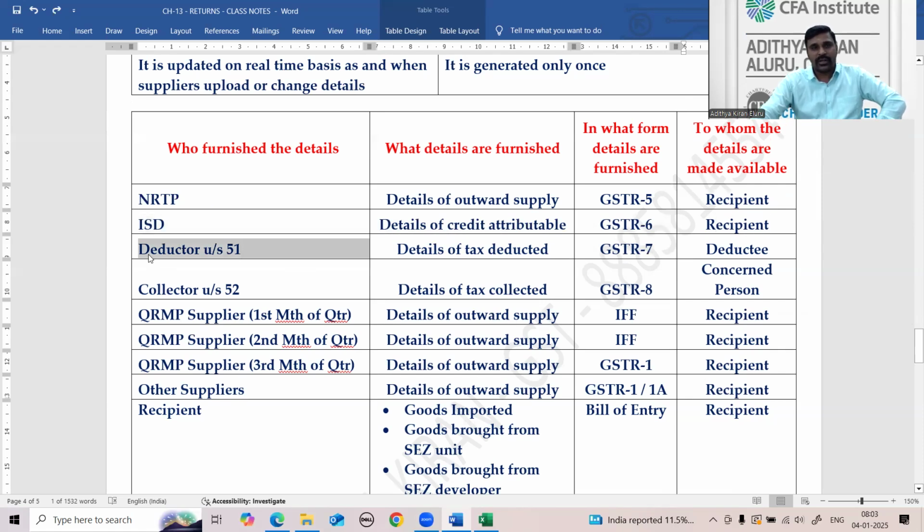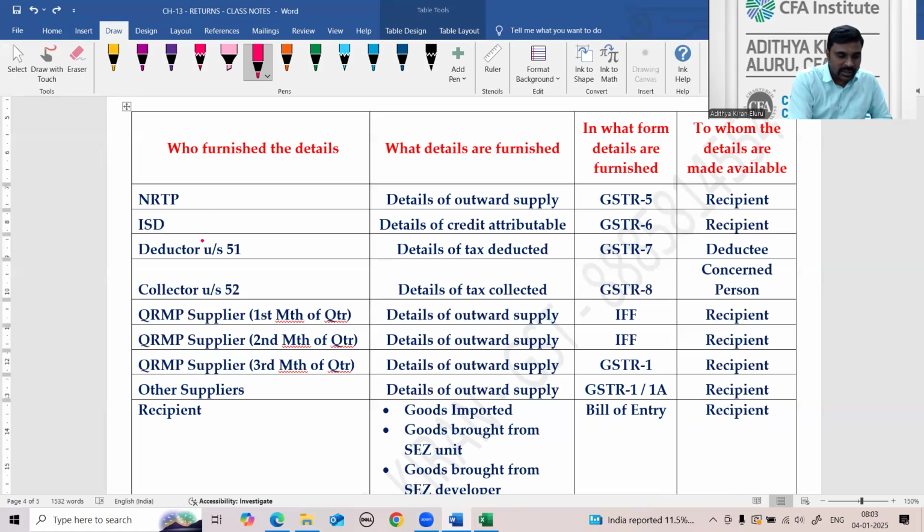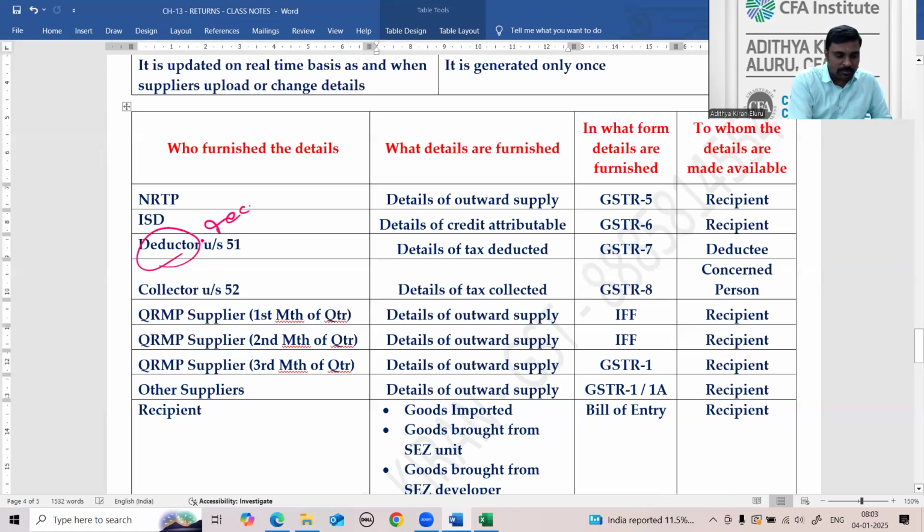What details are they submitting? They are not submitting the details of supplies. They submit details of tax deducted. Deductor is not the supplier. In fact, deductor is the recipient of services or goods, not the supplier. Therefore, he does not supply the details of outward supply. He supplies the details of tax deducted.